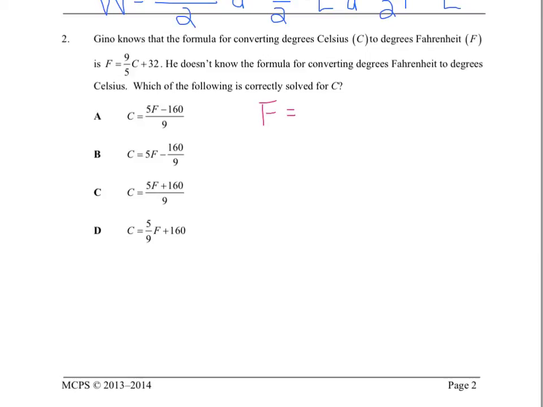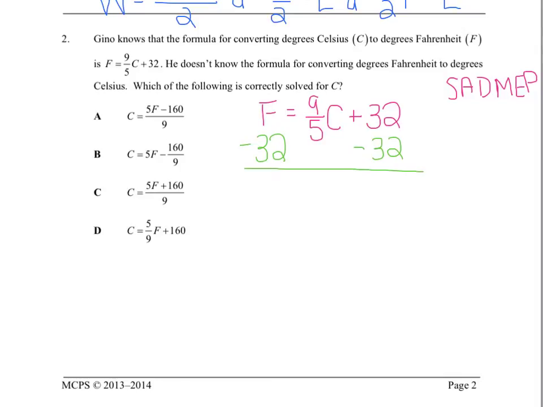So I'm going to write out F equals 9/5 C plus 32, and I'm going to do PEMDAS backwards. It's also called SADMAP. If you need to memorize that, it's just PEMDAS backwards. So the first thing I'm going to do is get rid of my addition and subtraction, which is my 32 that's being added. So I'm going to subtract 32, and what I do on one side, I need to do on the other. And because F and 32 are not like terms, I'm going to leave it at F minus 32, which equals 9/5 C.